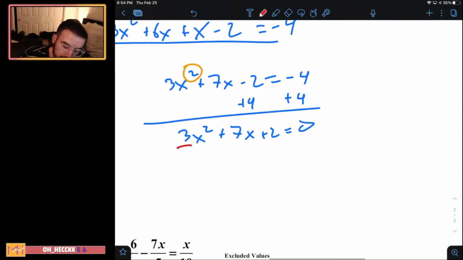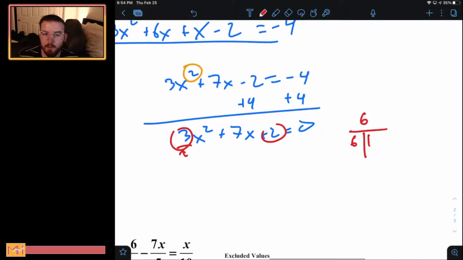So when a is not 1, you take the front times the back and you get 6. Then you say what multiplies to 6 and adds to 7. Well, that's easy. 6 and 1. 6 times 1 is 6. 6 plus 1 is 7. So 3x squared plus 6x plus 1x plus 2 equals 0.